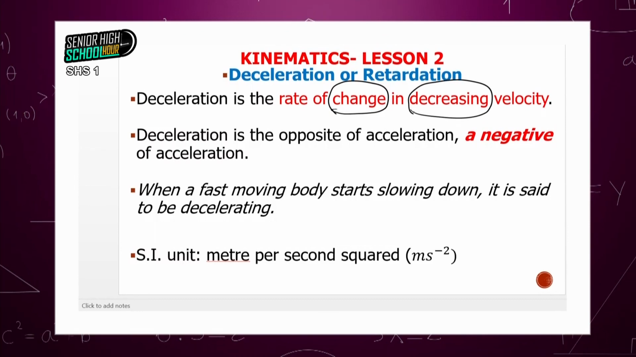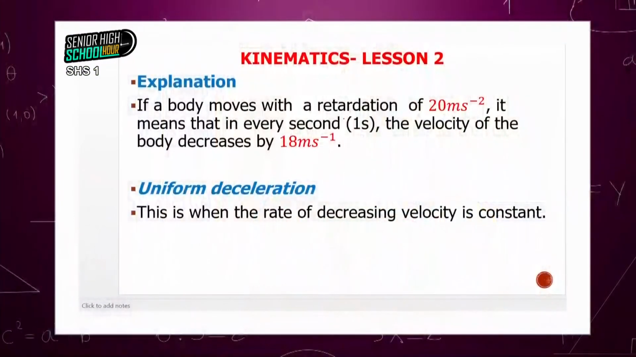Meter per second squared, because it will still be the change in velocity over time, like the previous one that we looked at. So we can also have a graph of uniform deceleration. You can also have a graph of non-uniform deceleration, which we will look at pretty shortly. So, if we tell you that a body moves with a retardation, which here is the same as a deceleration, of 20 meters per second squared.